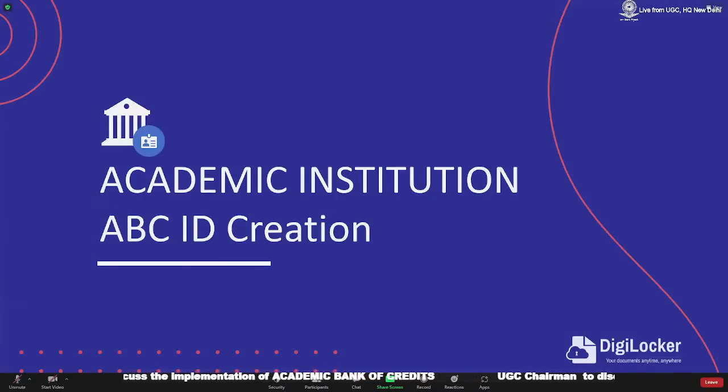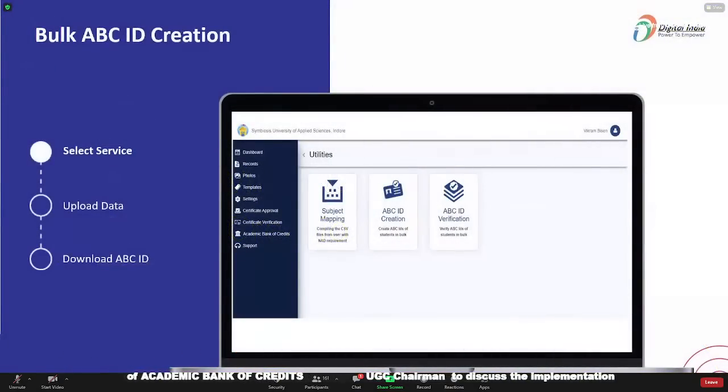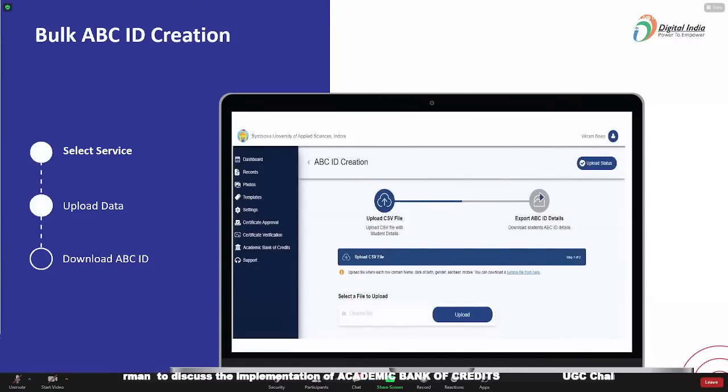So now I come to how an academic institution can create ABC ID. So we are bringing up this module where academic institutions can create ABC ID. When you log in and you go to the right hand side, there is a utilities section. If you click on that, then this module starts appearing. So as I told you that we have already launched ABC ID verification facility. Similarly, we have ABC ID creation facility where you have to simply upload a CSV.